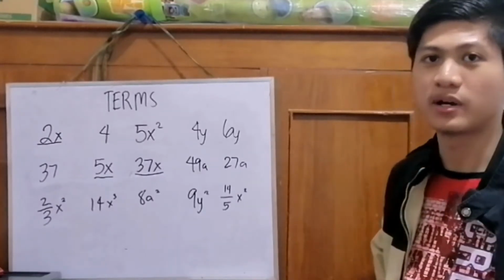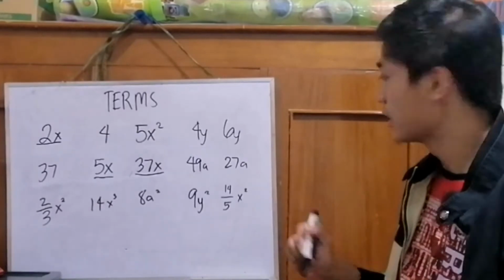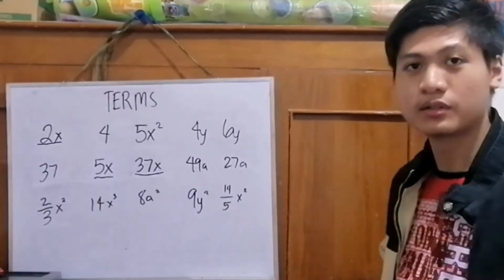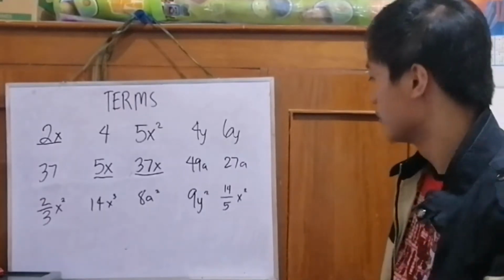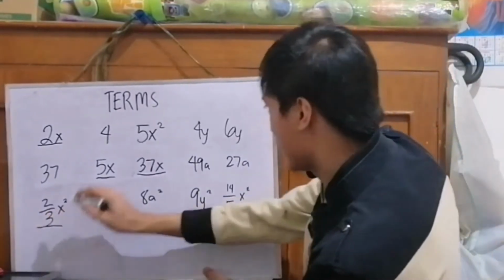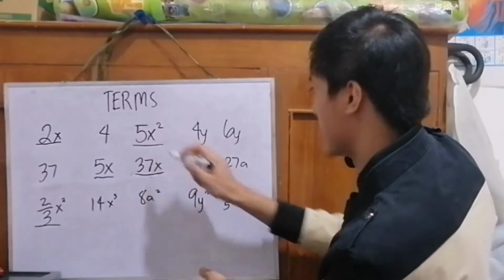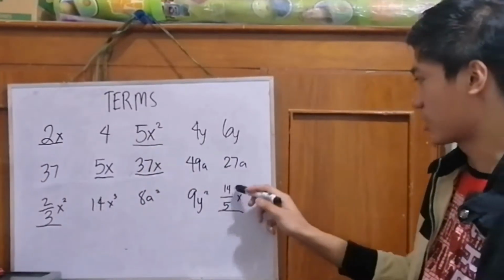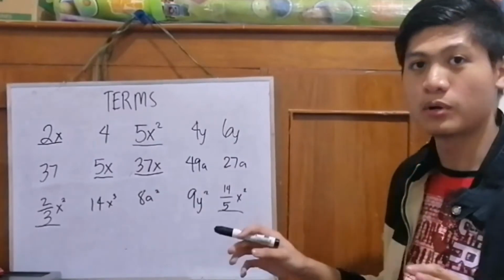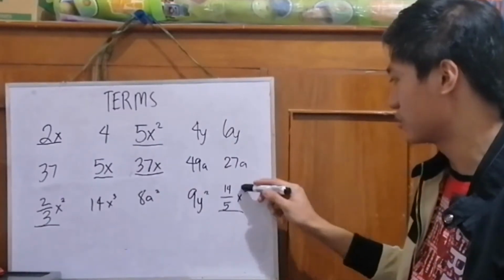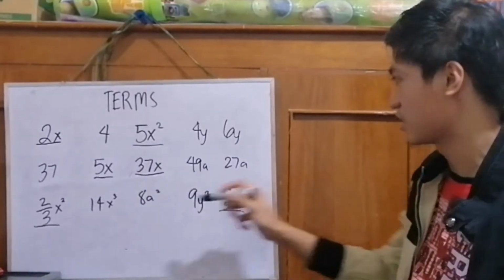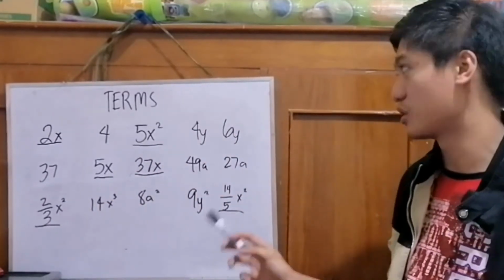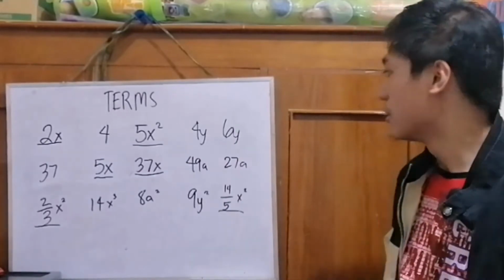How about 14 over 5x squared, which is on the third row here? Are there any terms that are similar to this term? Yes. We can find 2/3 x squared and 5x squared. Even though this is a fraction, since it's just a coefficient, there is no problem with it, since all we have to search and observe is its variable and its exponent. Perhaps those are the things that are very important when you're searching for the like terms.